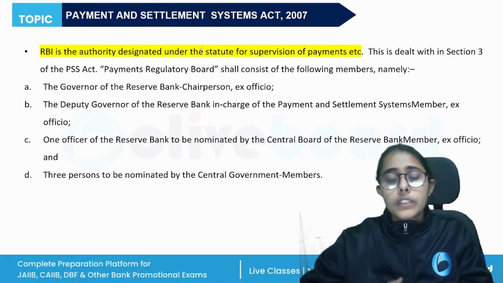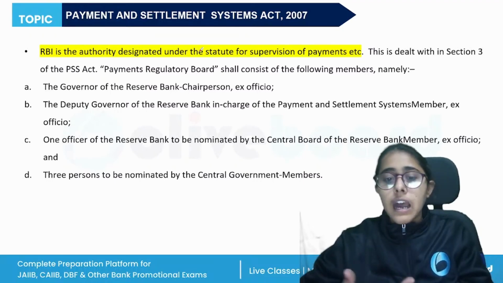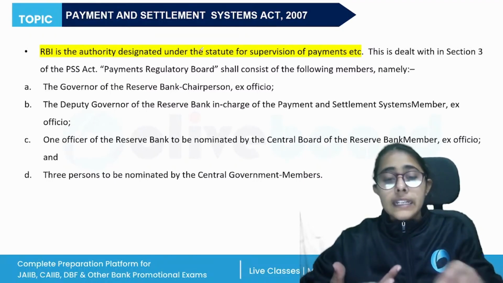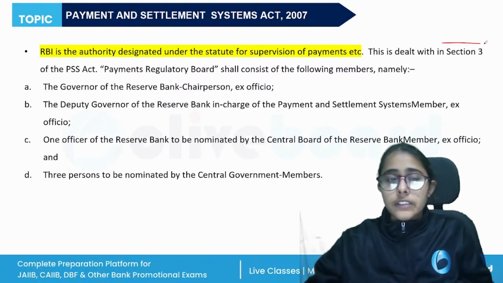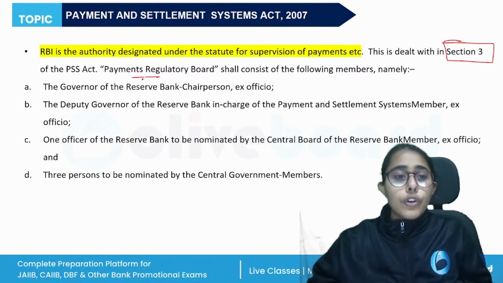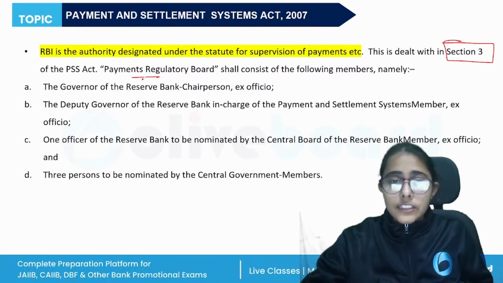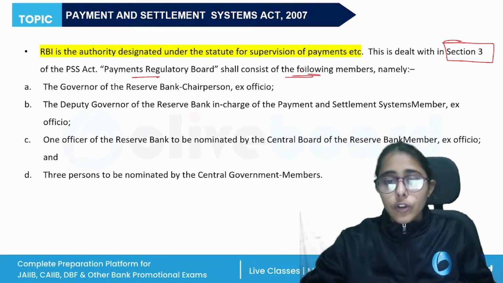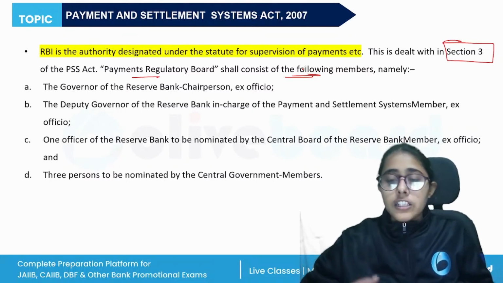Then if we talk about the designated authority, I've already told you the designated authority is the RBI for the supervision of payments, and it is dealt with in section 3 of the Act. In section 3 of the Act, the Board for Payments and Settlement System, the BPSS, shall consist of the following members. RBI is the designated authority for the regulation and supervision to perform the functions and discharge the duties.